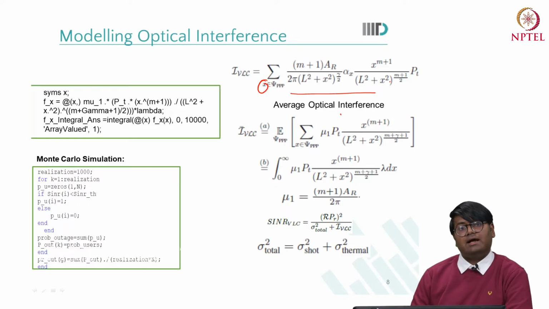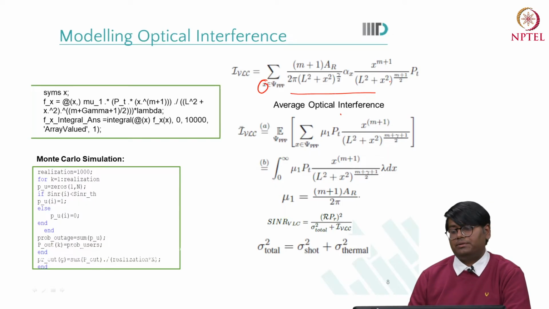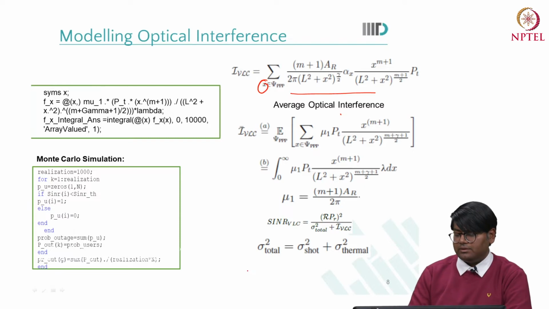Now, we can find the average optical interference using this stochastic geometry tool. Here, we basically find the expectation over x, which is Poisson distributed. We make use of Campbell's theorem from stochastic geometry to find the average optical interference. I will briefly write the expression for Campbell's theorem. We can find the expectation of the summation of a function of the random variable x, which is Poisson distributed.